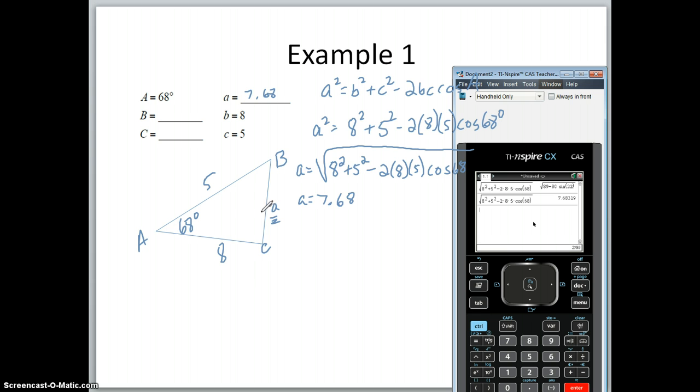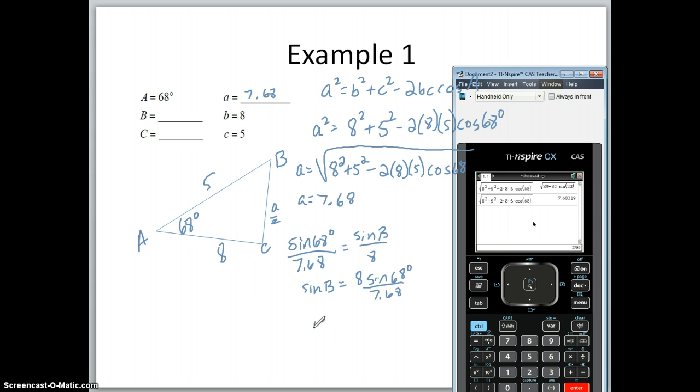All right, so now once you have this, you can set up a law of sines, because you can go sine of A, so sine of 68 degrees over side A, which now we know is 7.68, equals, let's see, what do we need to find? Well, we need to find angle B, so sine of angle B over 8. All right, and then we'll cross multiply this and solve for the angle. So we'll have sine of B equals 8 sine of 68 degrees over 7.68.